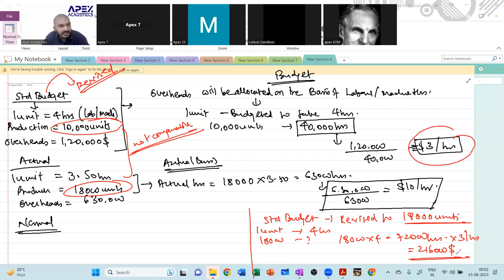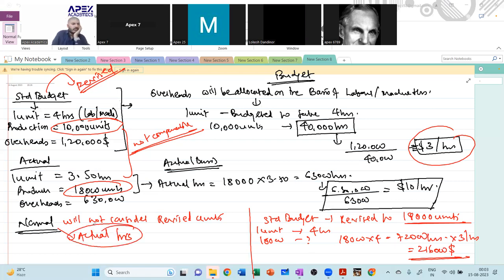Are we clear about this? Yes or no, guys? Yes. Now look at normal. Normal will not consider revised units. It will go as per your actual hours. It does not care about the rest.